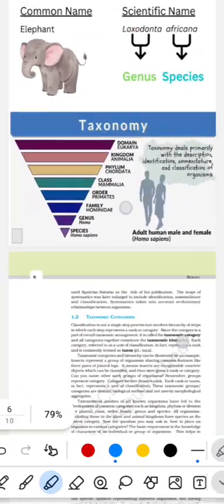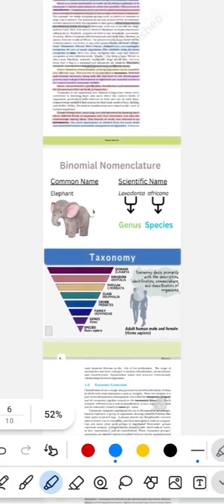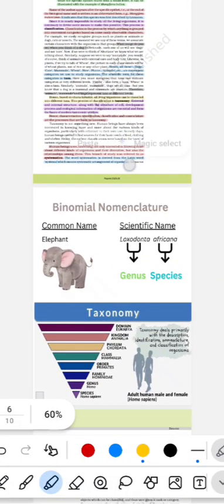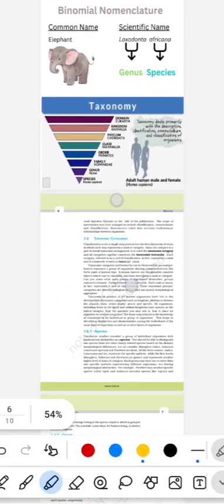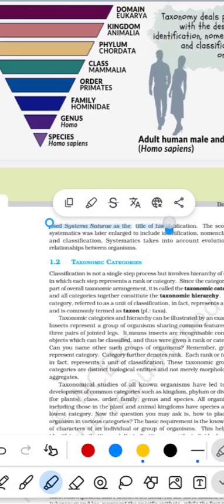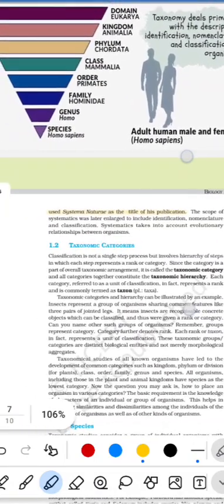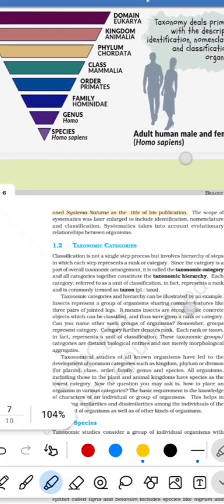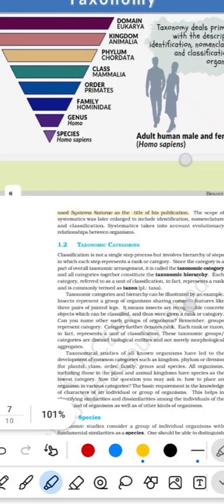Linnaeus used Systema Naturae as the title of his publication. This is another important line to underline. Linnaeus used Systema Naturae as the title of his publication. Please underline this. The scope of systematics was later enlarged to include identification, nomenclature, and classification. Systematics takes into account evolutionary relationships between organisms.